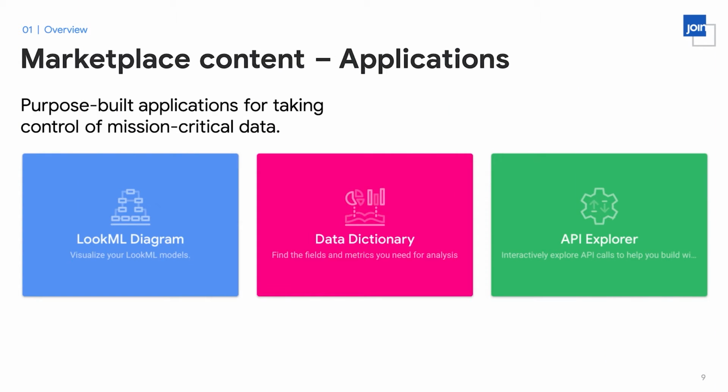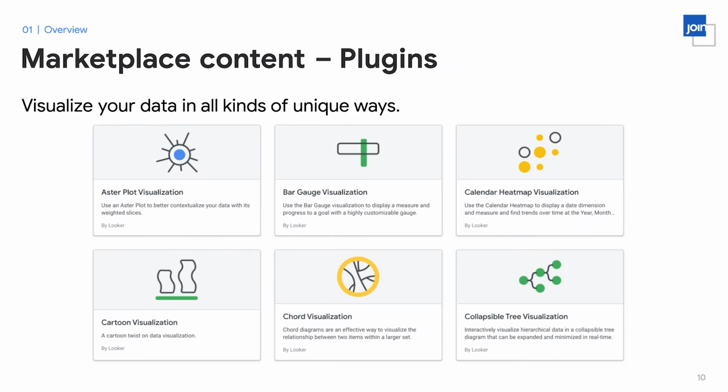Applications within the Looker Marketplace include Looker's LookML diagram extension, providing an entity relationship diagram for the objects within your LookML model. There's also the Looker Data Dictionary, which provides a dedicated centralized interface to search through all your Looker fields and descriptions. And the Looker API Explorer provides a useful and integrated experience for exploring the methods and types of the Looker SDK. And the third content type within the Looker Marketplace is plugins, or visualizations.